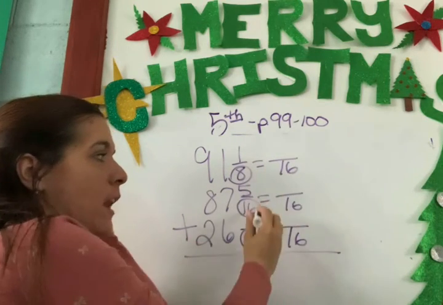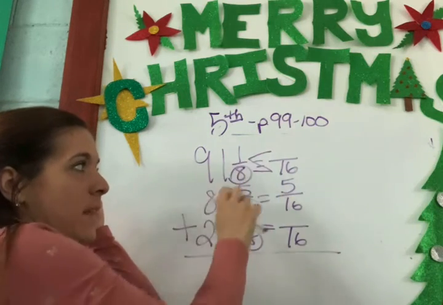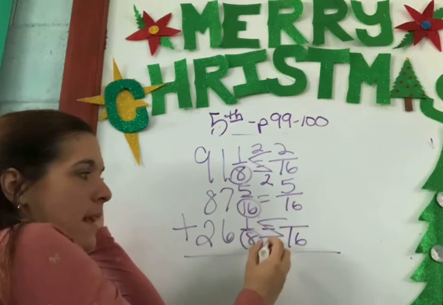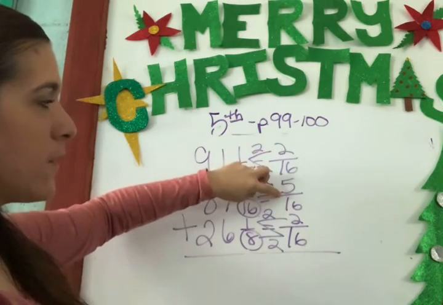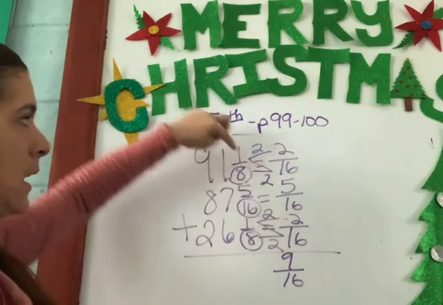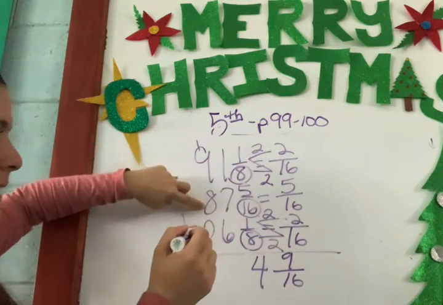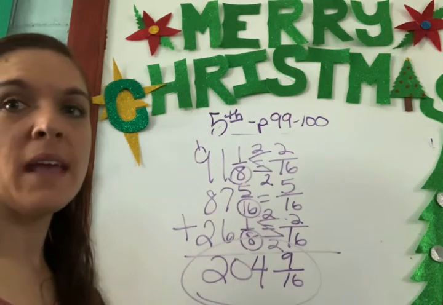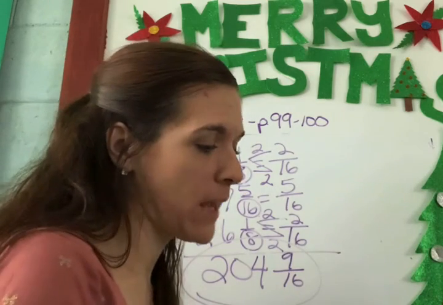We don't have to change the one that already has 16, so we leave that as 5. Then the other one we do backwards Z. 8 times 2 is 16, 1 times 2 is 2. 8 times 2 is 16, and 1 times 2 is 2. And then we add it up. 2 plus 5 is 7 plus 2 is 9 over 16. 1 plus 7 is 8 plus 6 is 14. 1 plus 9 is 10 plus 8 is 18 plus 2 is 20. And that's your answer. And you guys can try letter D by yourself. Let's see what else we have time for.